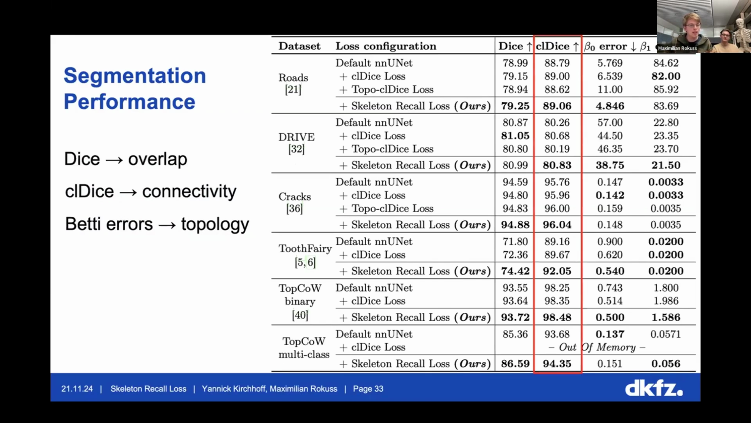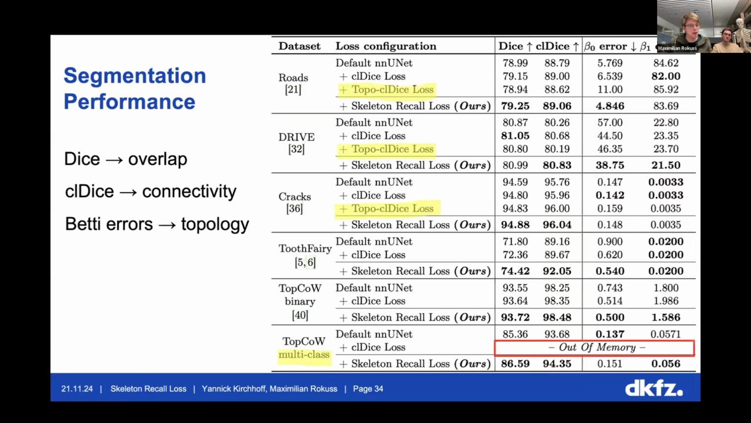So the most important finding was that we actually outperform all other methods on the clDice metric on all of our 6 data sets. That really shows that our skeleton recall loss is really good at this connectivity conservation, which we actually designed it for. Next to the clDice, we also see that on at least 5 of the data sets, we perform best on the Dice metric. And on the DRIVE data set, we are only slightly behind the clDice loss. And looking at Betti errors, we also either perform best or at least comparable to the other methods. And a few more things you can see from this results table.